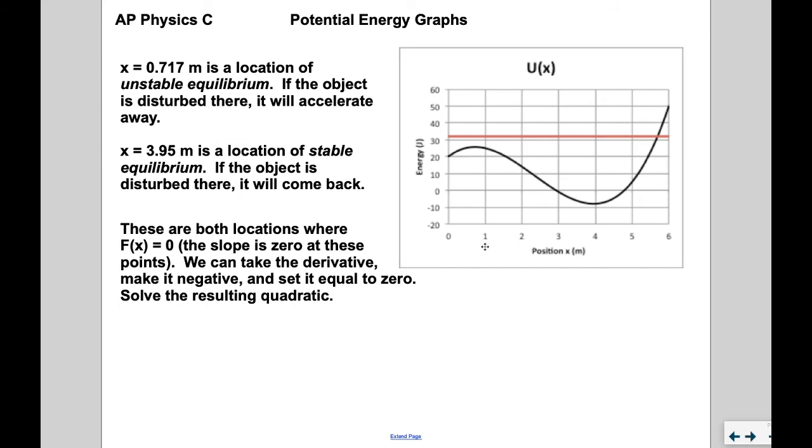These equilibrium points are locations where the force on the object equals 0. And if we think about, once again, the slope of this U of x graph, at that location the slope is 0, and at this location the slope is 0. If we take the derivative of that U of x function, make it negative, and then set it equal to 0, solve the resulting quadratic, and that will tell us where those equilibrium points are.